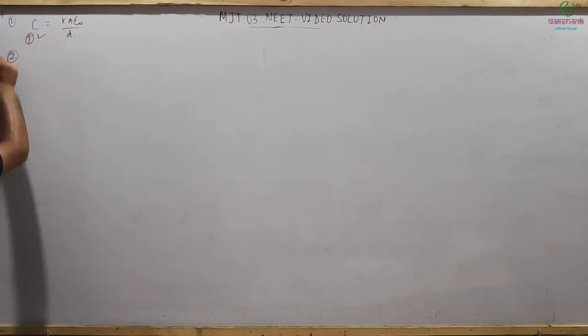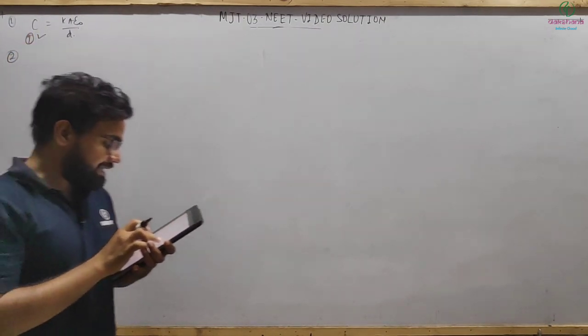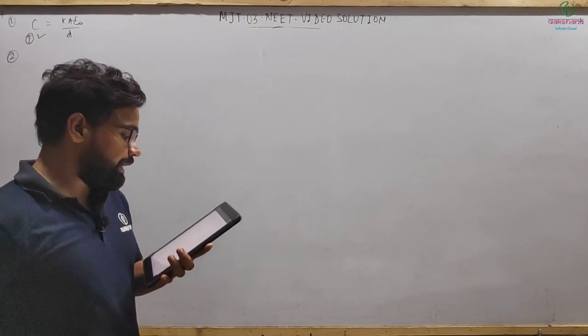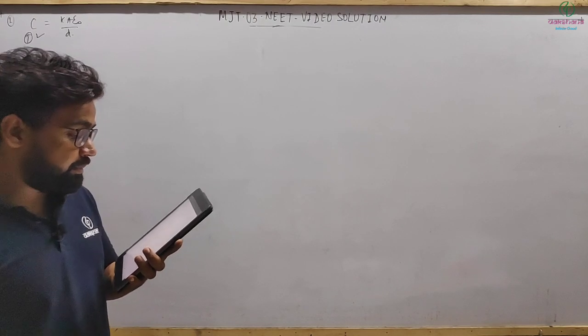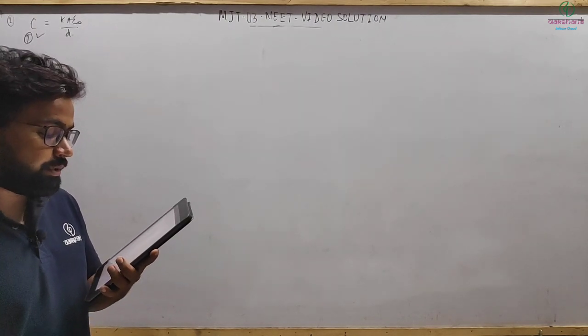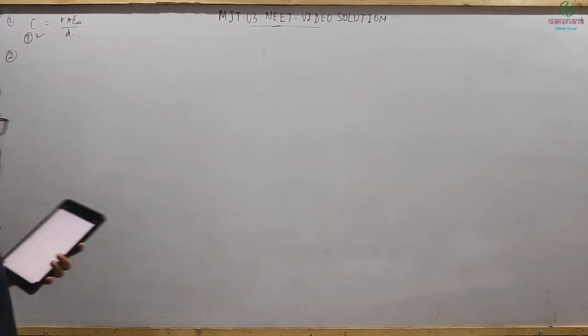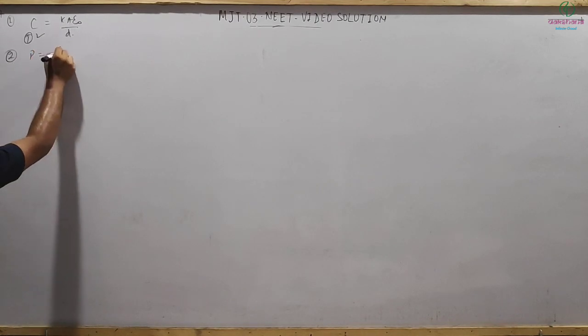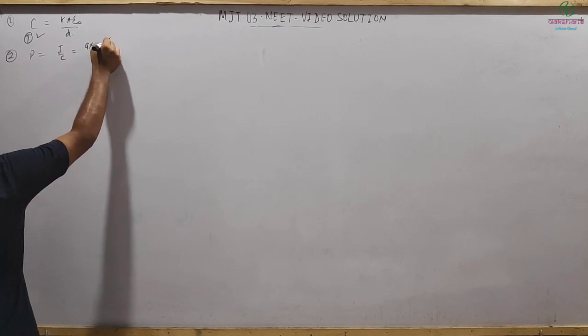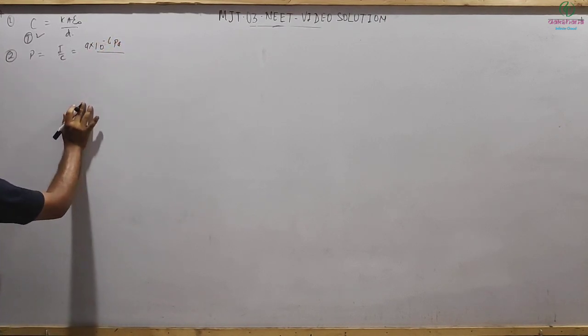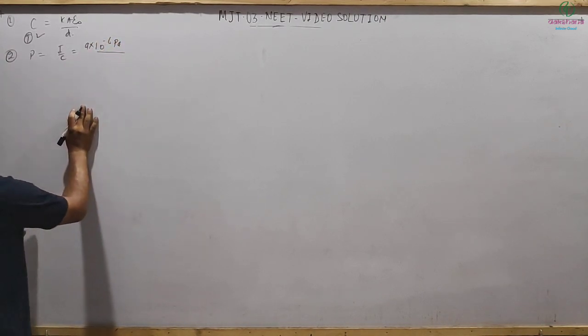Question number 2, an intense light source radiates uniformly in all directions. At a distance of 5 meters from the source, the radiation pressure on the perfectly absorbing surface is given as, so radiation pressure is equal to I by C, that is given as 9 into 10⁻⁶ Pascal. Now what it's asking is the average power output of the source.